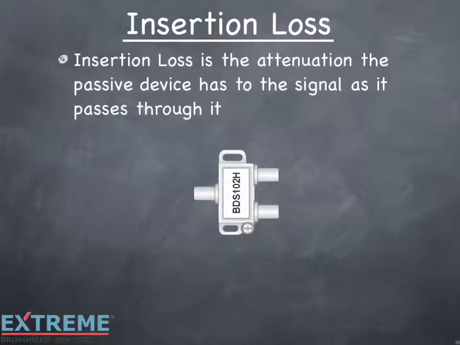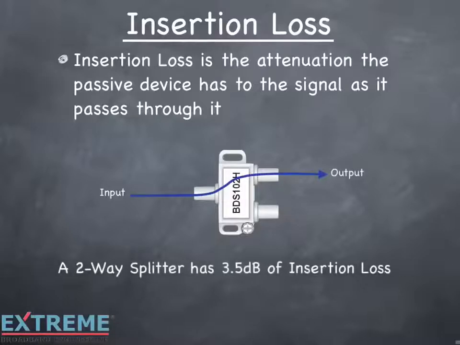Insertion loss is the attenuation the passive device has to the signal as it passes through it. Here we're showing a signal flowing from the input to the output of a two-way splitter. A two-way splitter has 3.5 dB of insertion loss.